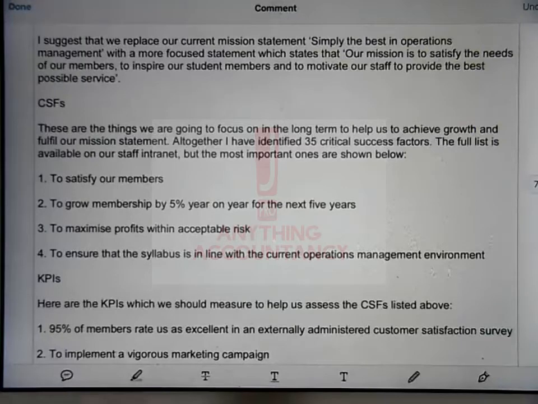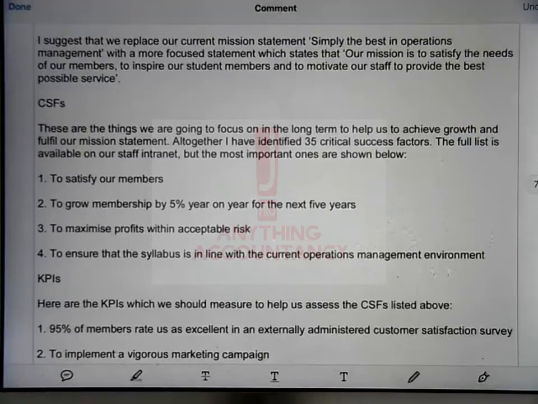Well, this is not really related to the mission statement, but you are expected to do this if you are a business organization. To ensure that syllabus is in line with current operation management environment. What do you think about this one? Is this a critical success factor? Syllabus in line with current operation management. What do you think? What is it? Sounds like a control element. Yes or no? Okay. The next one, KPIs.